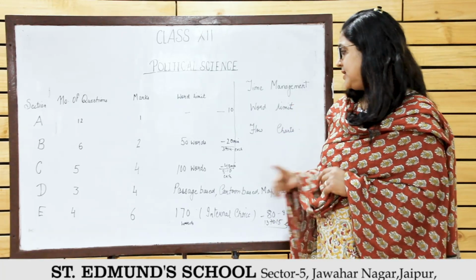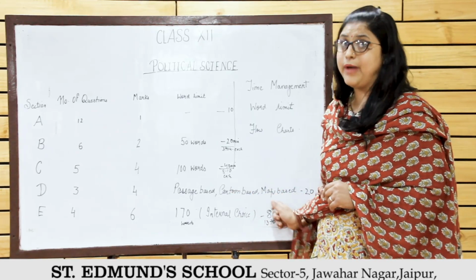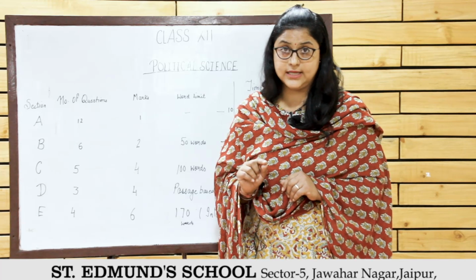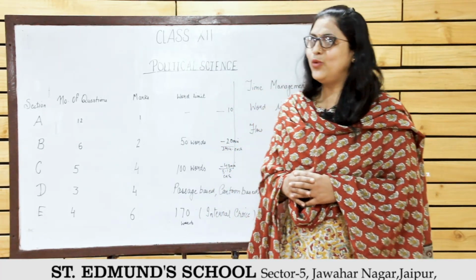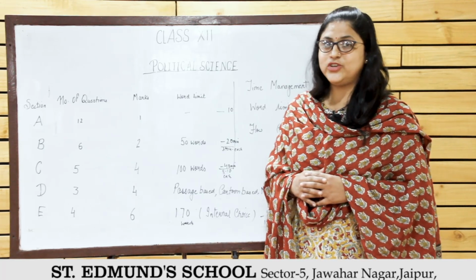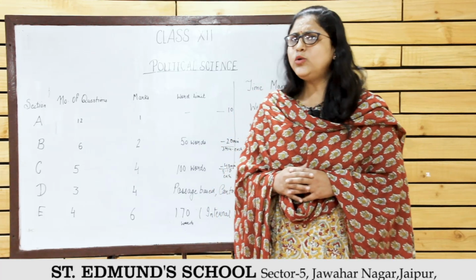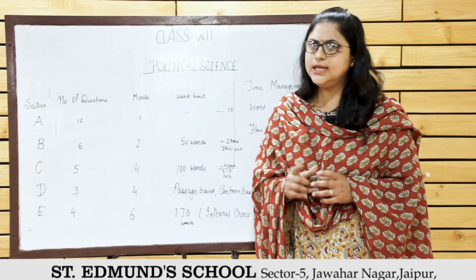This section D carries passage based, cartoon based and map based questions. So read the passage twice and answer accordingly. Each question carries 1 mark. In section E, there are 4 questions. Each question carries 6 marks and the word limit is 170. So try to give 10 to 15 minutes to each question.